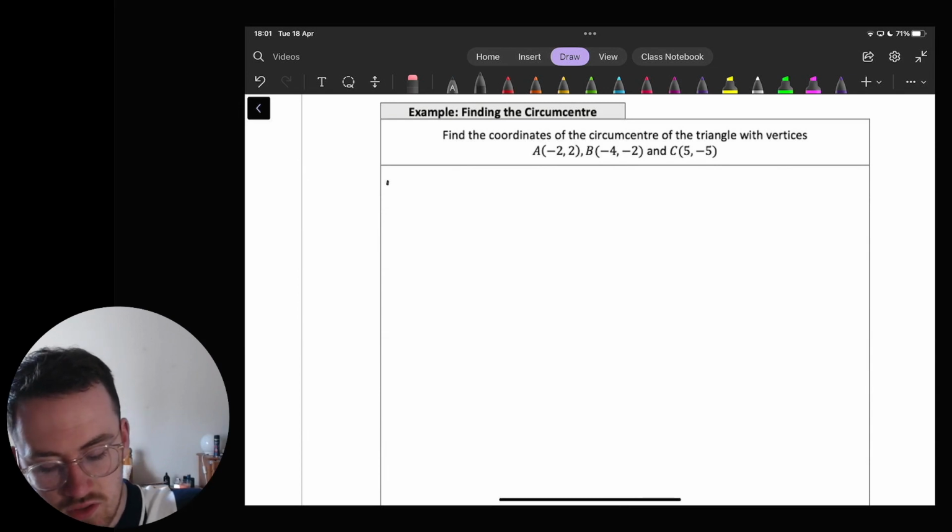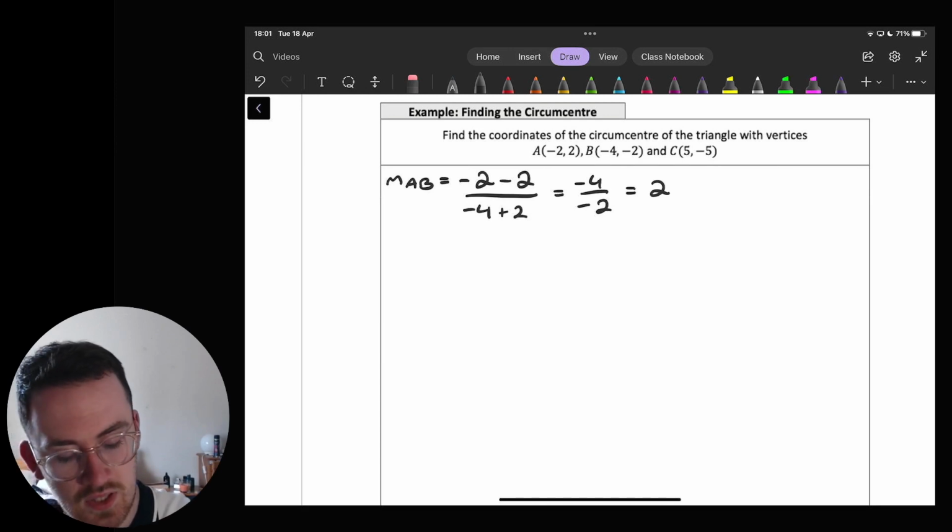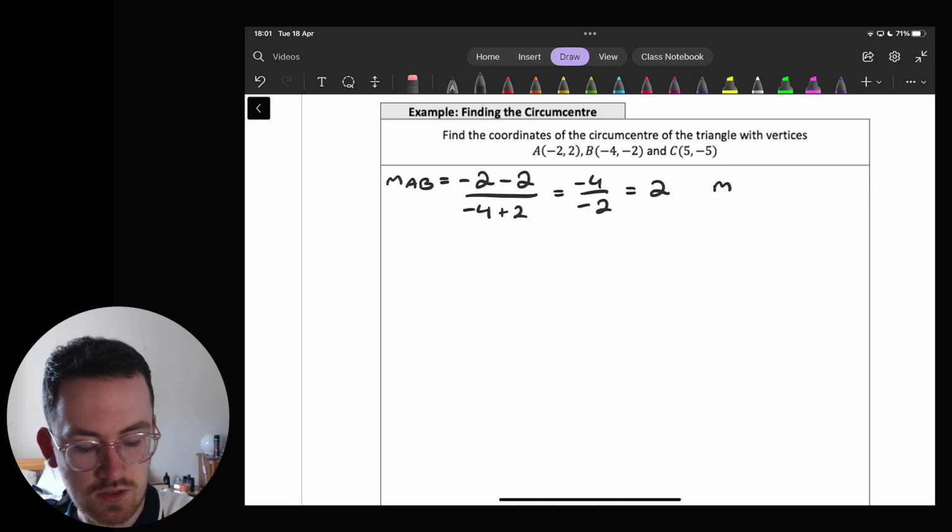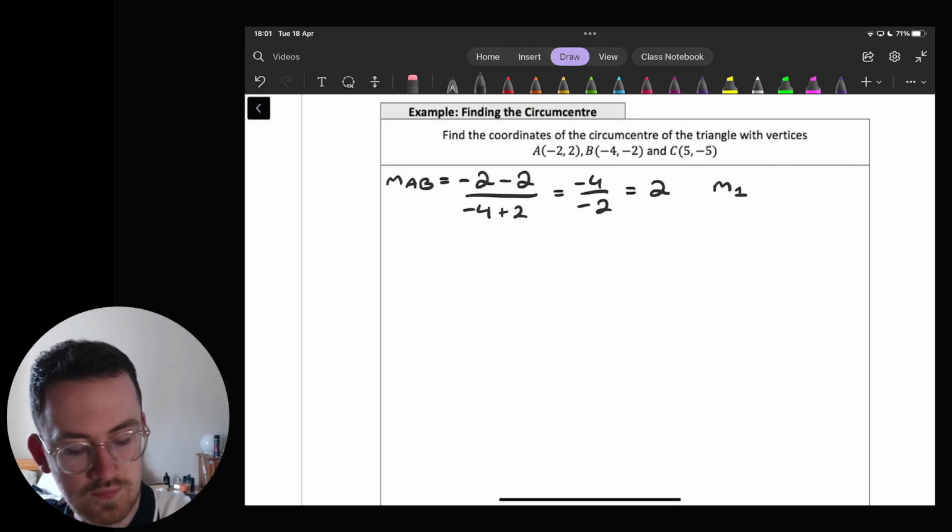So let's first of all find the slope of AB. Okay, so minus 2, minus 2, minus 4, 2. So I get minus 4 over minus 2, which is of course 2. So then the slope of my mediator, we'll just call it M1, is going to be minus a half.